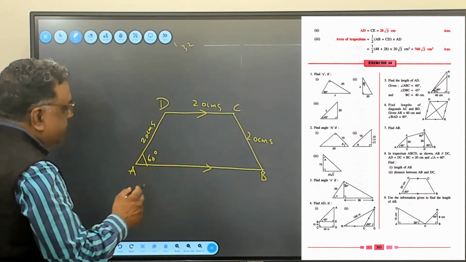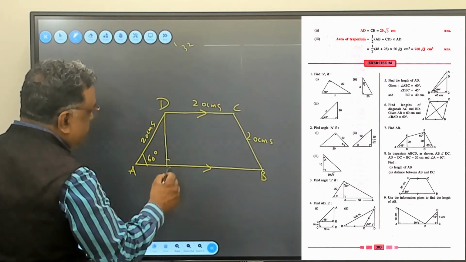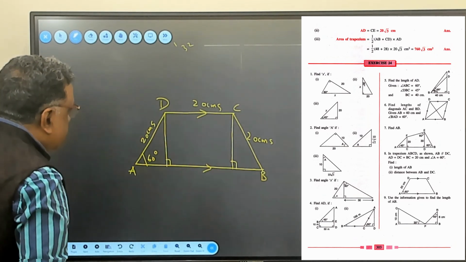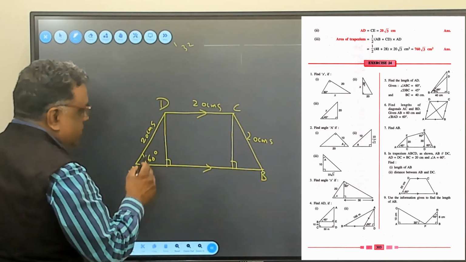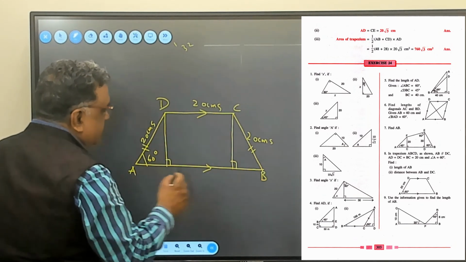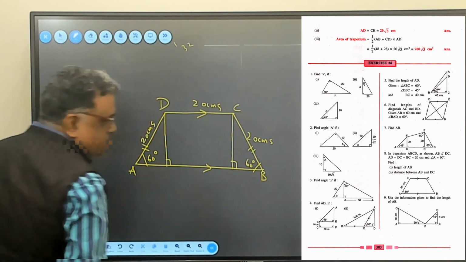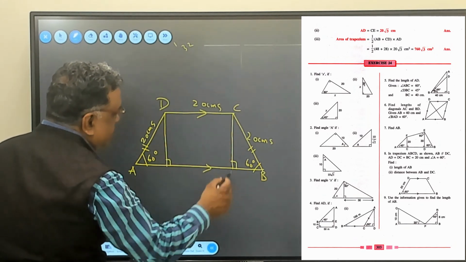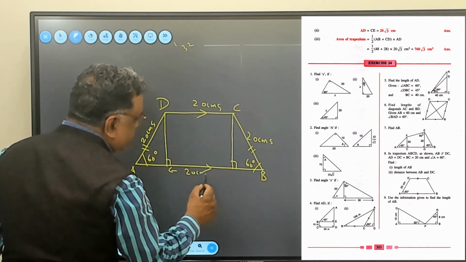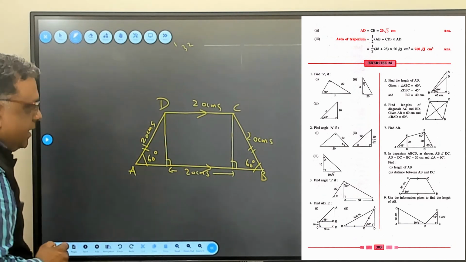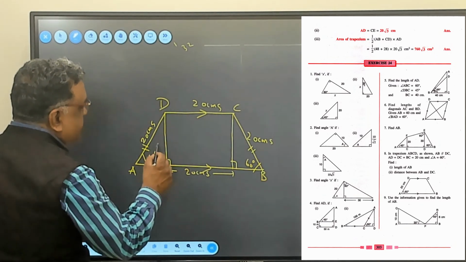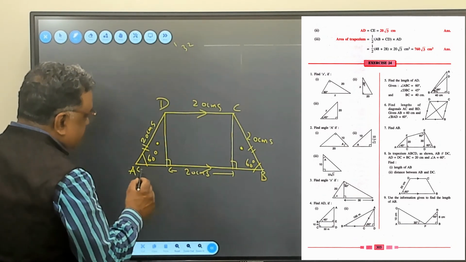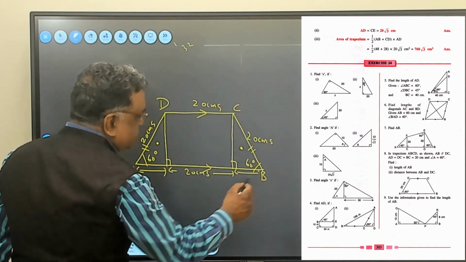To find the length of AB, I can simply draw a perpendicular from here and a perpendicular from here. Correct? Now, since this is an isosceles trapezium, because this side is equal to this side, if this angle is 60, this angle also will be 60. Now, if this is 20 centimeters and these are the perpendicular drops, this also will be 20 centimeters. And now by congruency, I can prove this triangle is congruent to this triangle. So if I find this length, I can find this length, which is going to be equal.